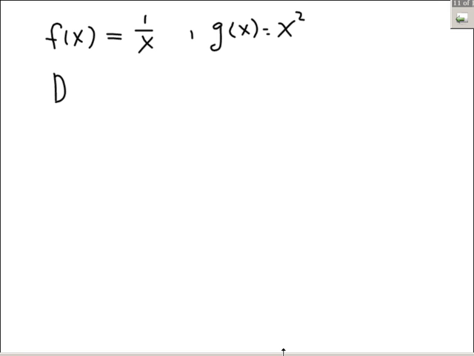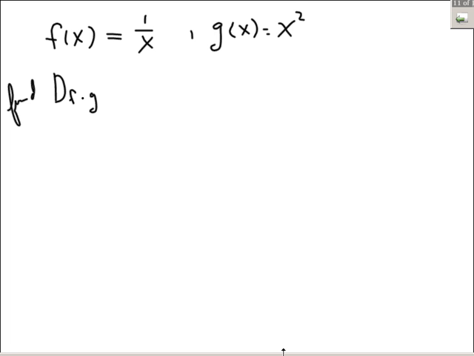Do not find what f minus g of x is, because the problem area might cancel out. For example, if you have f of x is equal to 1 over x, and g of x is equal to x squared, find the domain of f times g.